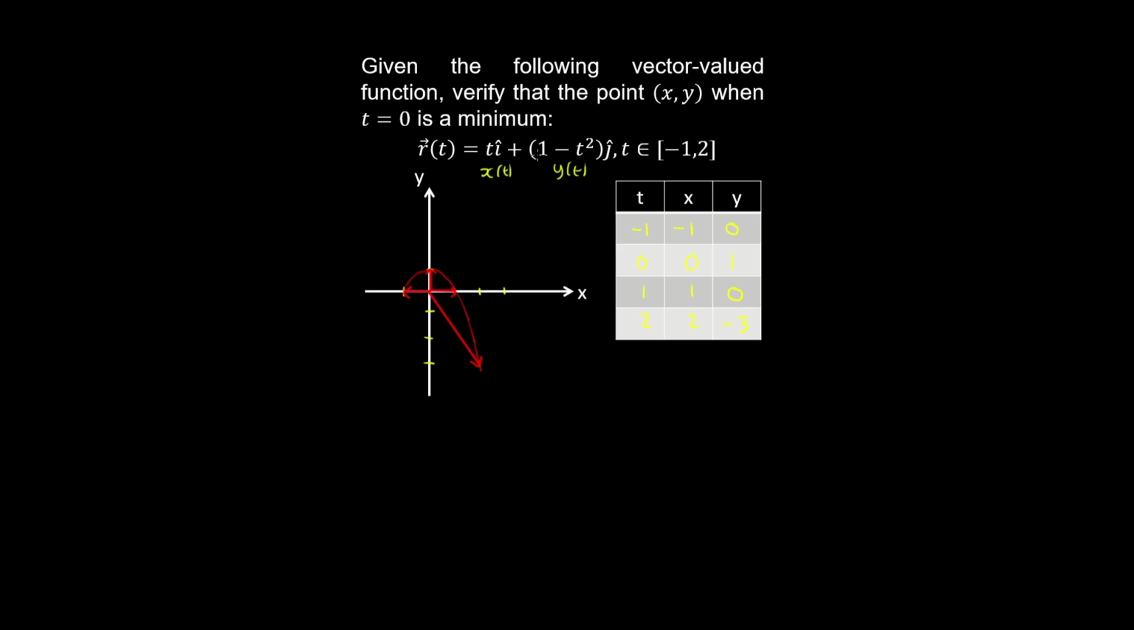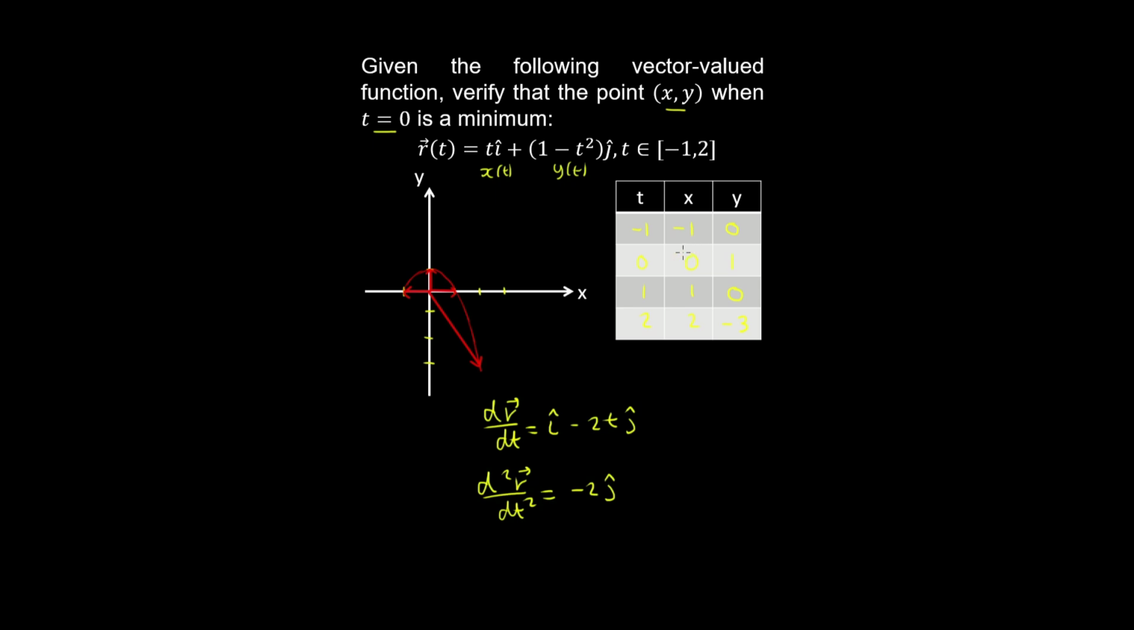Given the same vector valued function we plotted previously, we now want to verify that the point x, y, when t equals 0, is a minimum. So if we differentiate this vector valued function, we'd obtain the horizontal unit vector minus 2t by the vertical unit vector. And if we differentiate again, the second derivative of r with respect to t is going to give you minus 2 by the vertical unit vector.